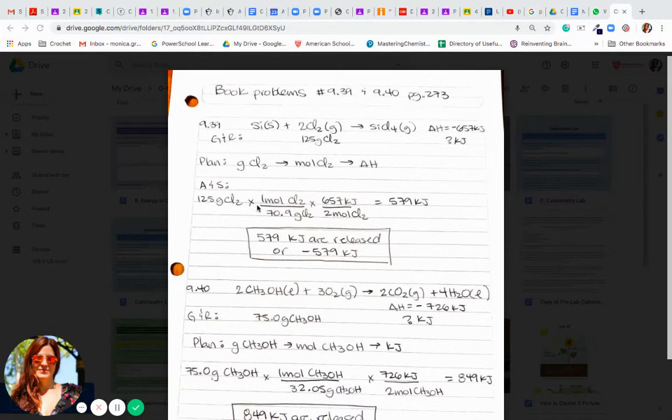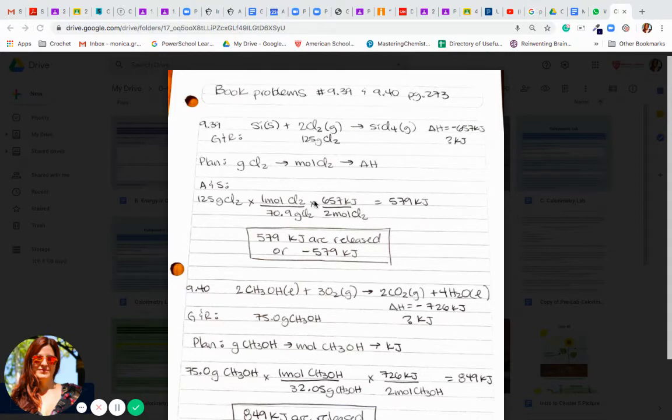We have to change it to moles with the molar mass. We consider this subscript 2. So chlorine is, the molar mass of each individual chlorine is 35.45 times 2 will give you this 70.9 from the periodic table.